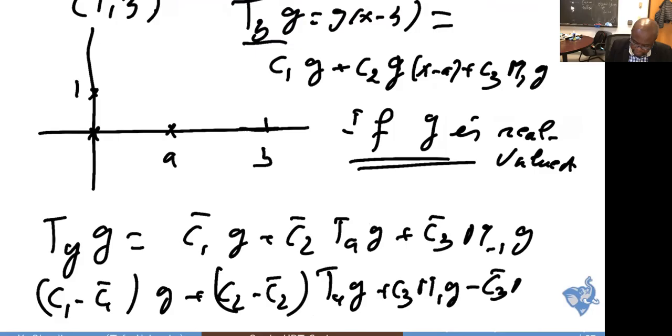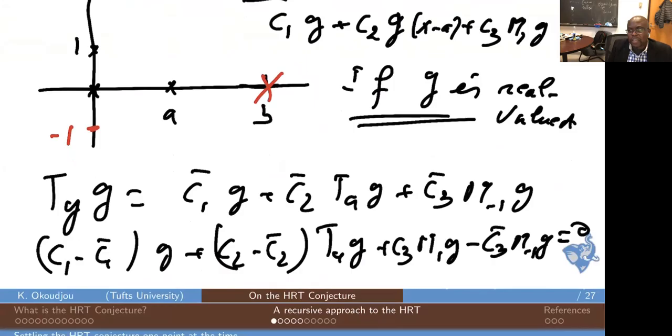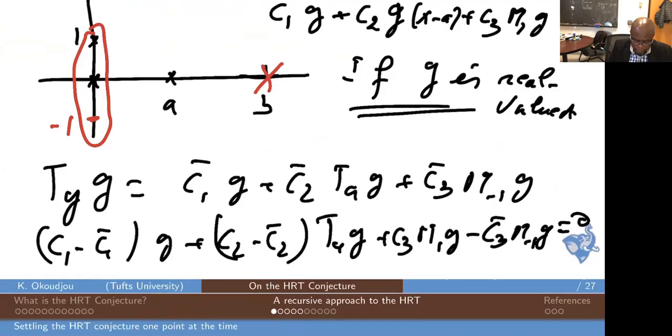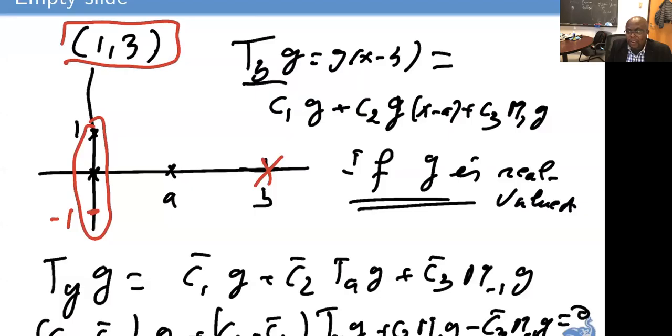Now, let me draw what that means in terms of the picture. What I've done is essentially remove this point, and by taking the symmetrized version, I put the point minus one here. Now, if the function was real valued, then I'm clearly going to get a contradiction here, right? Because these 3 points are equispaced on the same line, and the point A is off that line. And this relation cannot hold unless all the coefficients are equal to zero. So what this is showing is that I'm trying to prove the HRT conjecture for a general 1-3 configuration, and I've reduced it, at least when the function is real valued, to a case that I know how to solve.